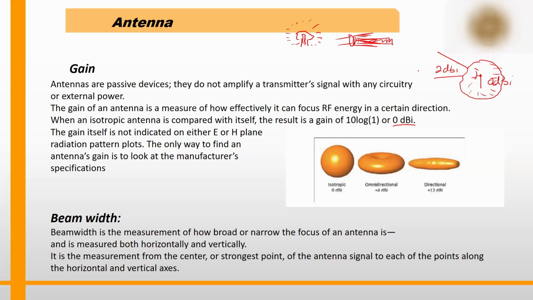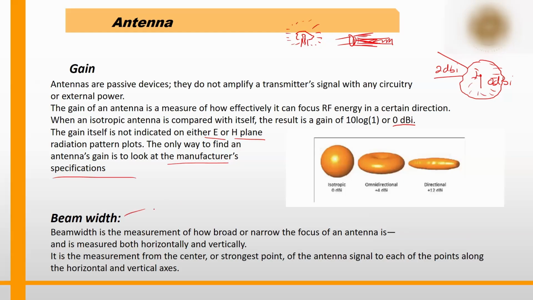No, no, it is a theory concept. Anytime, an isotropic antenna is not there. The gain of an antenna is a measure of how effectively it can focus RF energy in a certain direction. The gain itself is not indicated on either the E or H plane. The only way to find an antenna's gain is to look at the manufacturer's specifications.